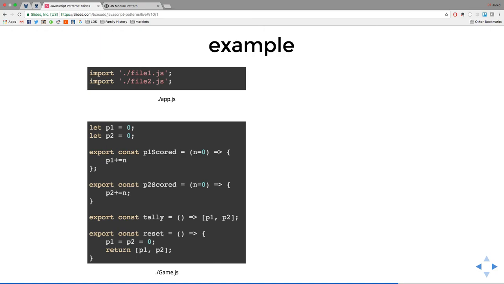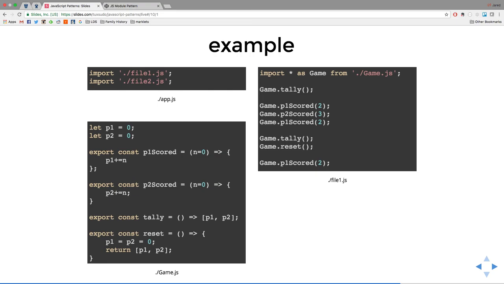So then we have our app.js file, and it's importing file 1, which we'll look at real quick. Here we're importing all the things that are exported out of game.js, okay? And here we're doing a game.tally, and we're doing those P1 score 2, P2 score 3, tally reset. And then at the very end, we do one more thing. We call P1 score 2 one more time, right? I just did that to show an idea here.